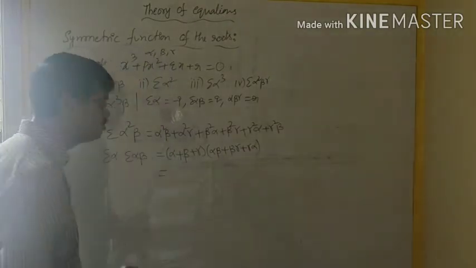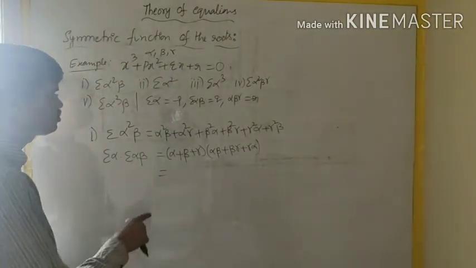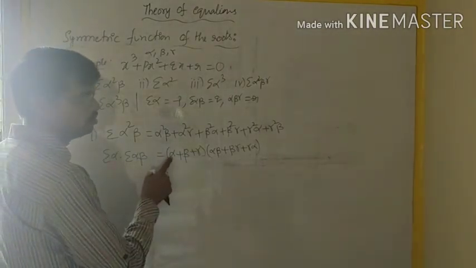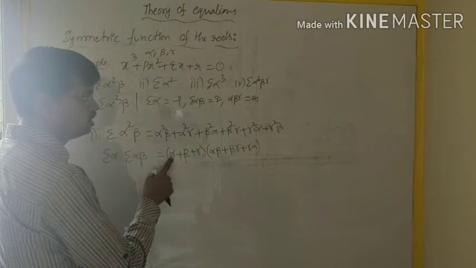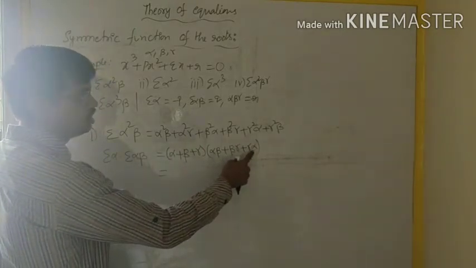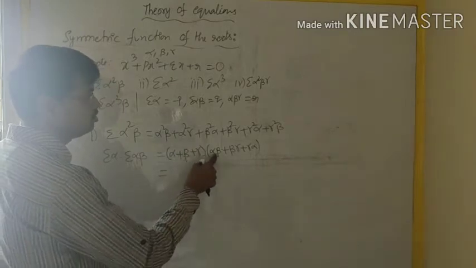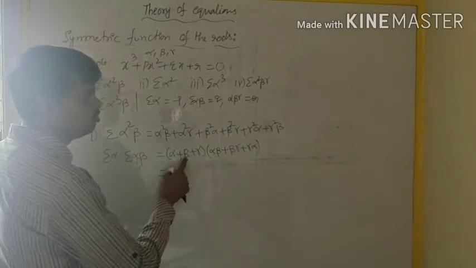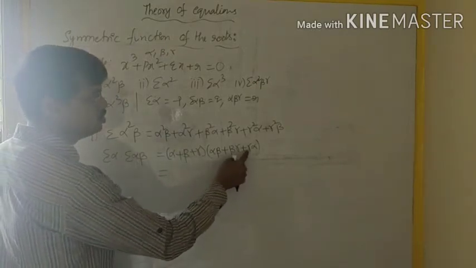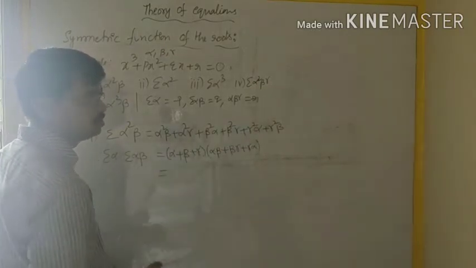This sigma notation I will write like this. You see, alpha into alpha beta, alpha square beta. Next alpha into gamma alpha, alpha square gamma. Next beta into this one, beta square alpha; beta into this, beta square gamma; gamma into these two terms. You will get all the 6 terms.